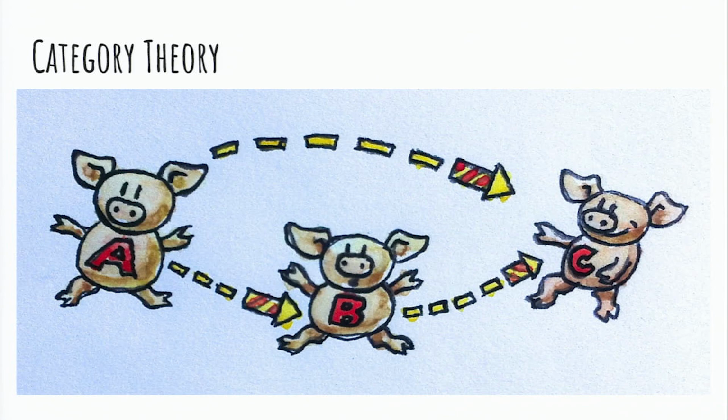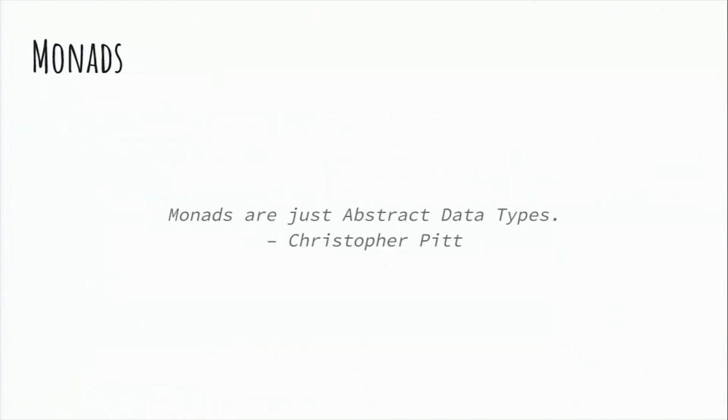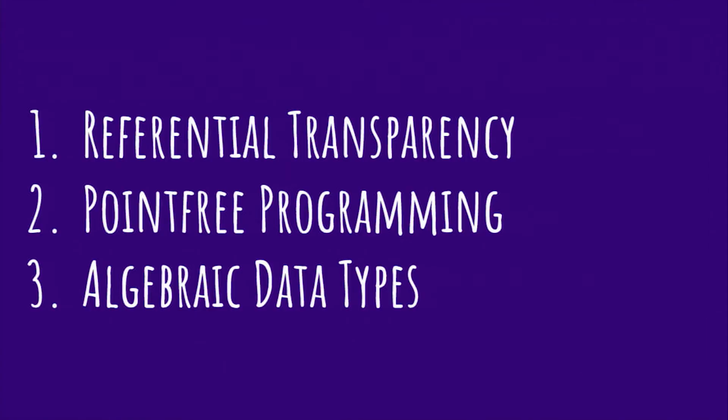So category theory is in essence just a lot of math about objects and arrows. And as Christopher Pitt said earlier, monads are just abstract data types, just like functors. And my opinion is these three concepts are, in practice, what you really need to know to do functional programming. So it's not just pure functions, but you really don't need any category theory.